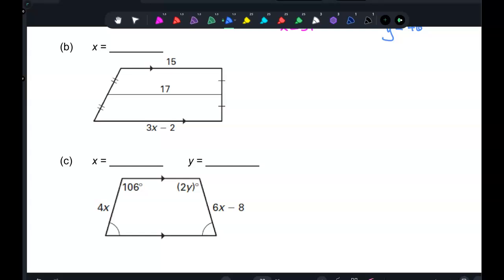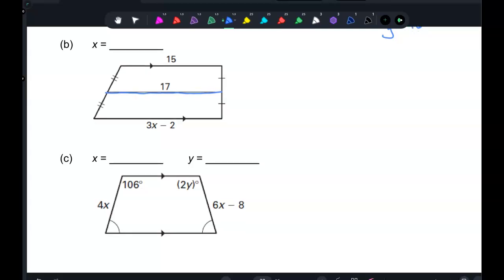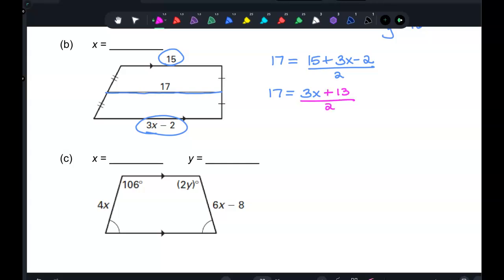All right. B. Okay, this has to do with the mid segment. Whenever you have that extra line in the middle, 17 this time is the mid segment. So 17 is going to be the average of the two bases. That means I'm going to take 15 plus 3x minus 2, and I'm going to divide that by 2. So we get 17 equals 3x here, and if I take 15 minus 2, that's going to be plus 13 over 2.